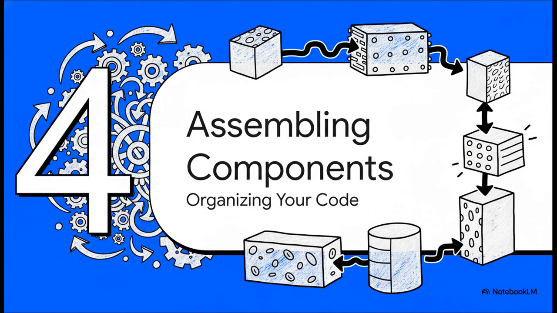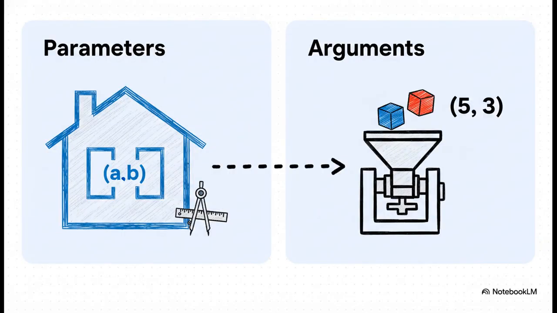Okay, so we have all these individual tools, but as our scripts get bigger, we can't just have loose variables and loops floating around everywhere. We need a way to organize our tools into reusable components and to put our data into structured containers. Functions are our reusable components, and one thing that often trips people up is the difference between parameters and arguments.